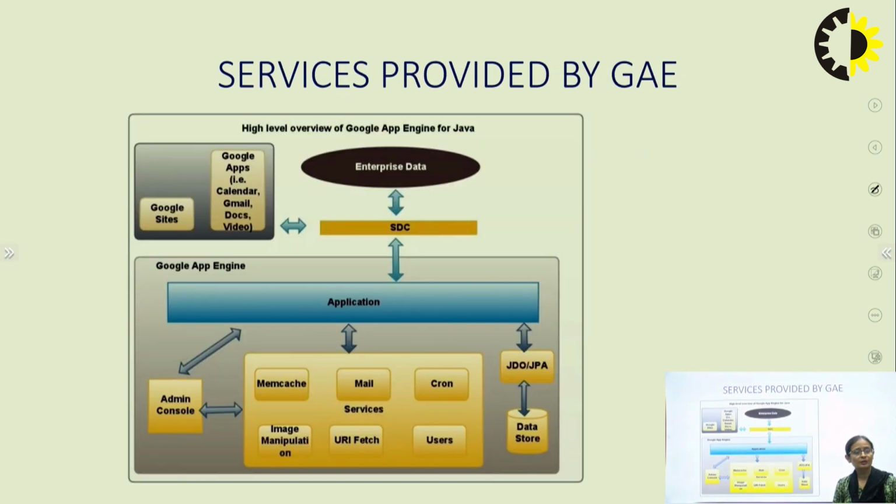The services which are provided by GAE are shown here. Here we have Google App Engine, and this is the application through which you are interacting. Here we have the SDC support and your enterprise data. The communication between enterprise data and the application on Google App Engine is also possible through the SDC. Similarly, other Google apps are also running and they also communicate with your application through this common SDC support. Here in Google App Engine, these are the various components running, which we are going to discuss one by one.